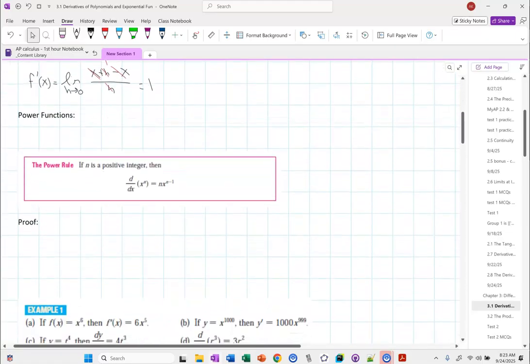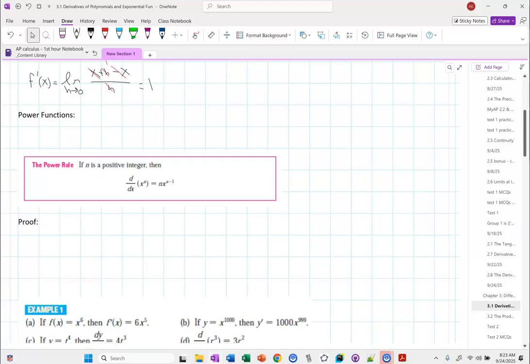But here, the derivative of x to the n is n times x to the n minus 1. So the derivative of x to the 5th is 5x to the 4th. The derivative of x to the 10th is 10x to the 9th. The derivative of x to the 23rd is 23x to the 22nd. Does everybody feel good about that?